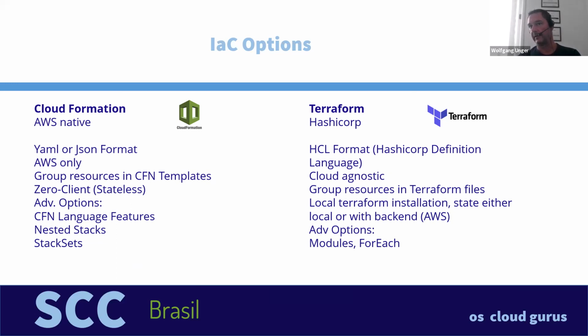CloudFormation is AWS native. It's based on text files, either JSON or YAML. It works on AWS only, so it's not cloud agnostic like Terraform. So you really stick to AWS in this case. You create a CloudFormation template, a CloudFormation stack, and you can code your resources there as a group. And one of the big advantages compared to Terraform, in my opinion, is that it's a zero client approach. So you have nothing to install on your computer. You just have these YAML or JSON files, and so that's a stateless approach.